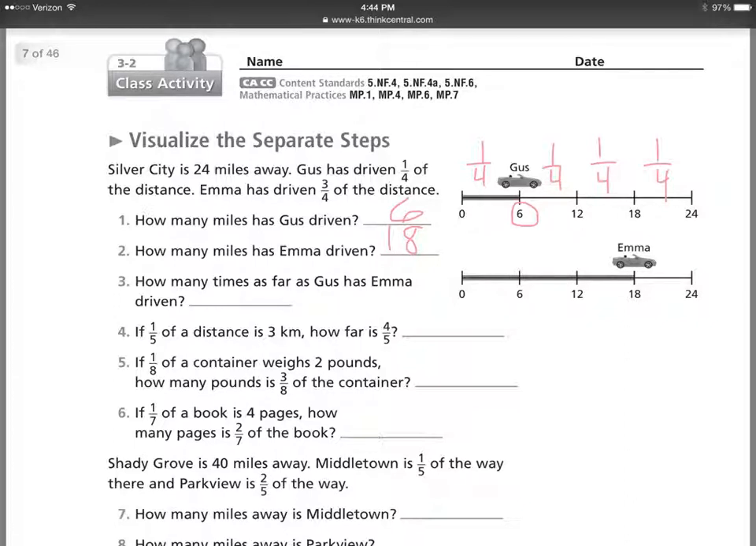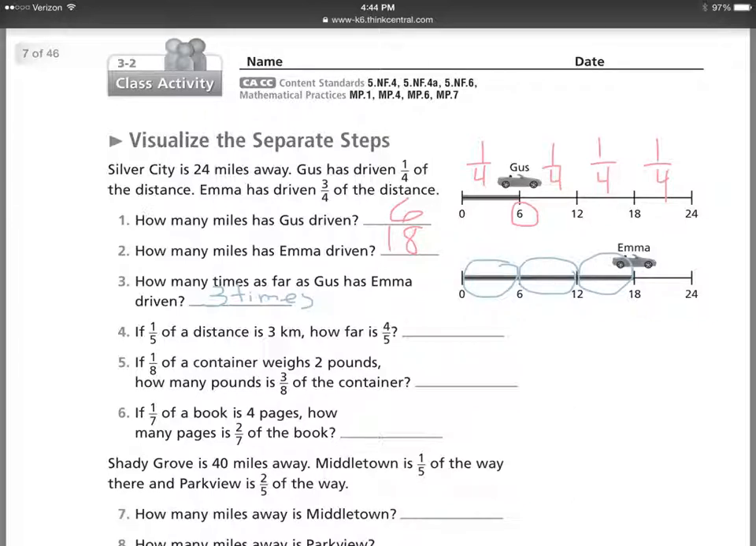You can see on the number line that she has driven further. You can see on the number line that if she had only driven this far, that would be the equal amount. So they would be equal. If she drove 12 miles, that would be twice as far as 6. And 18 miles then is 3 times as far. Now in question number 4, we're going to create a number line to solve this problem.